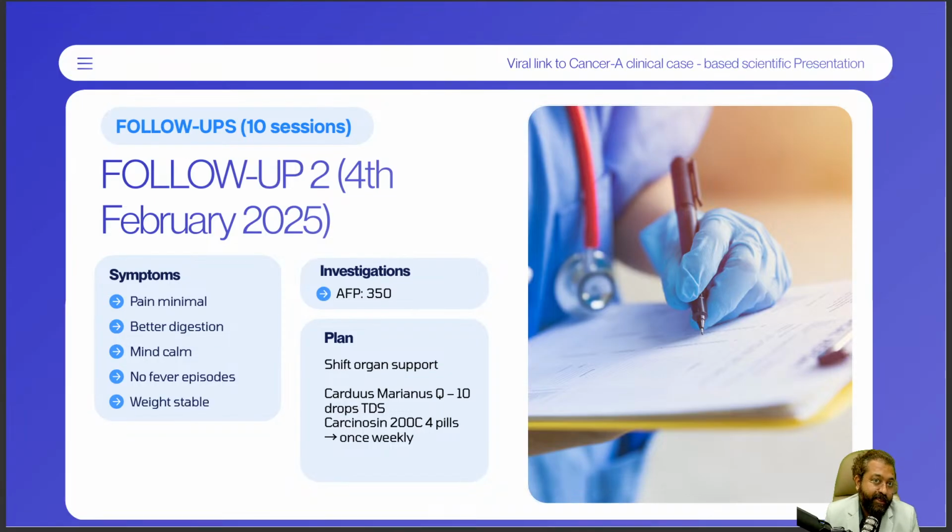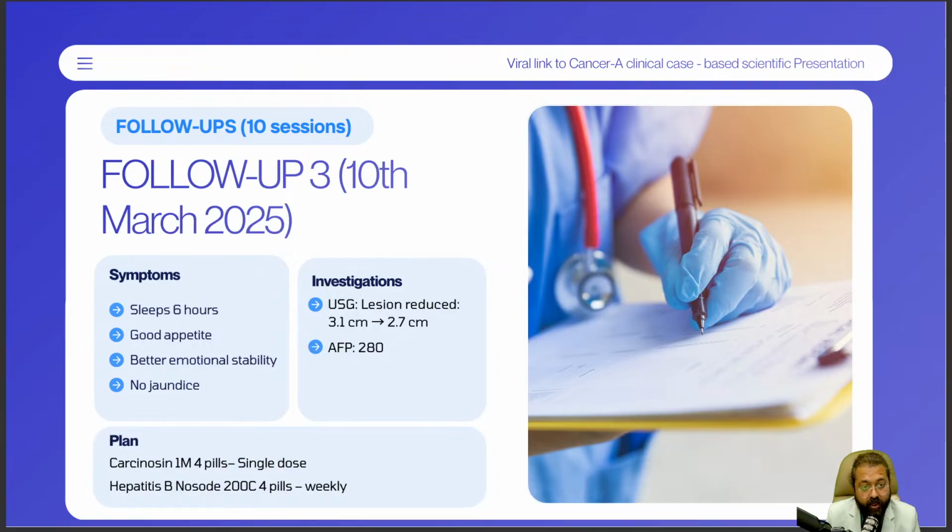Now what is important in this case is that we need to shift the organ support. We need to give Cardus Marianus, because once we have done the drainage, now we need to give support, which is called strengthening. So here we gave Cardus Marianus Q and Carcinosin 200, 4 pills once weekly.